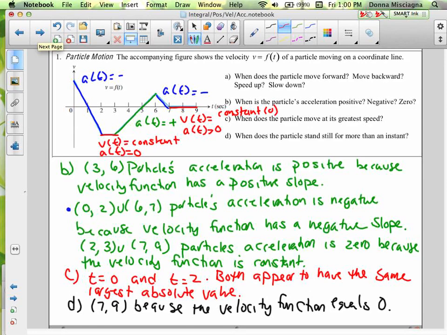All right. So t equals 0, t equals 2. They both appear to have it. So for letter C, when does the particle move at its greatest speed? If we call this -3 and this +3, because there's no values on my y-axis, and it appears like they are the exact same distance away, one in the positive direction, one in the negative direction, both appear to have the same largest absolute value. And remember that speed, let's add that to your notes, speed is the absolute value of velocity. And then, of course, the particle is standing still from 7 to 9 because the velocity function equals 0. If your velocity is 0, you're standing still.